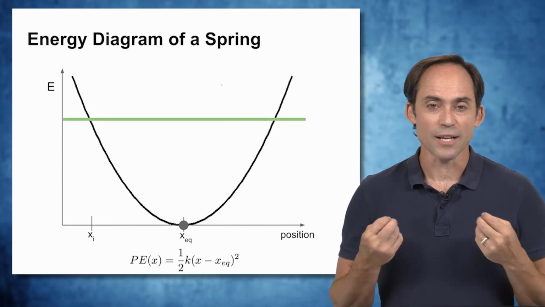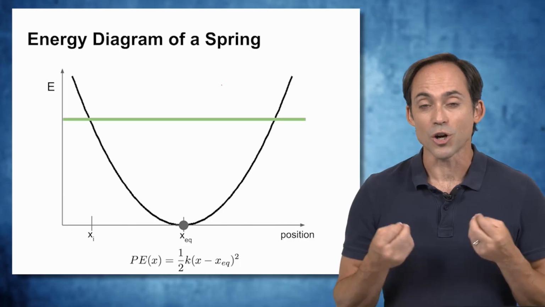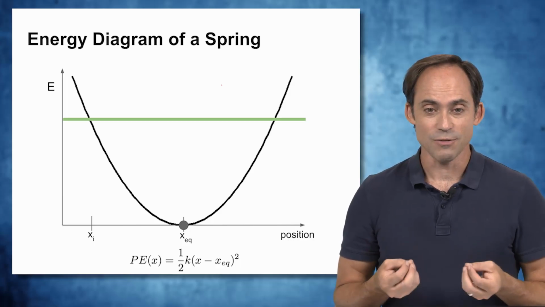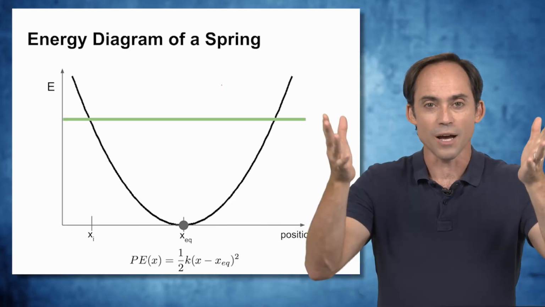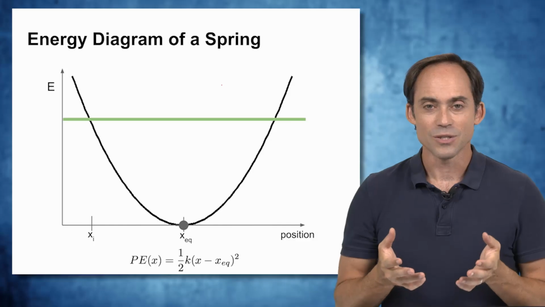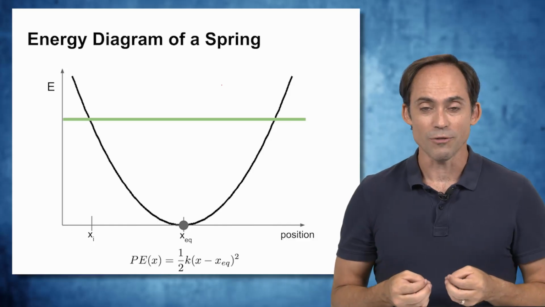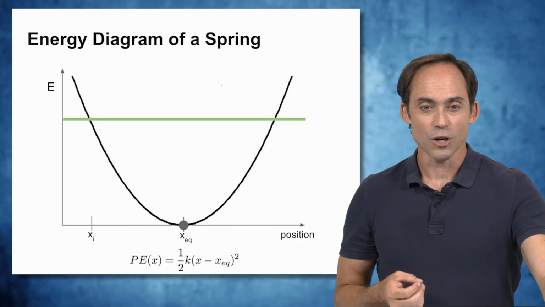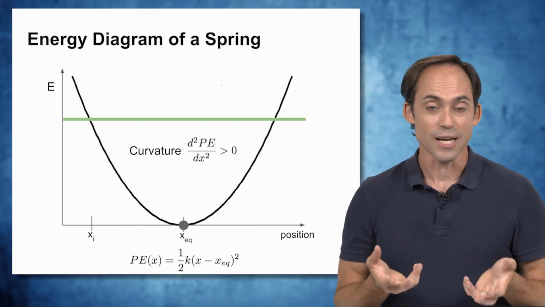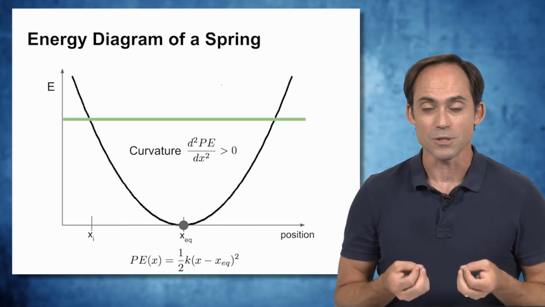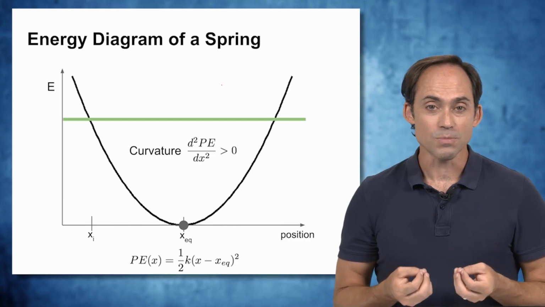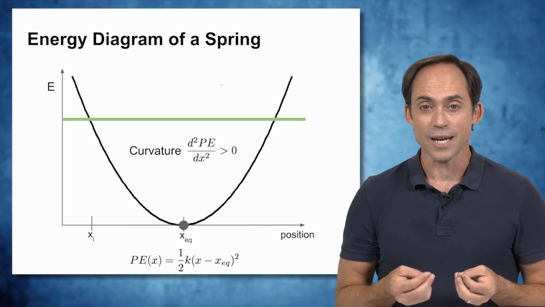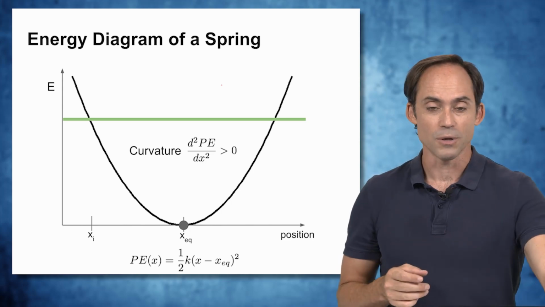Now another thing we can look at in terms of the potential energy diagram is the curvature of this line. And you can see very clearly that the curvature is sloped positively, right? It's opening up as we go to either side. The slope increases as we move away from the equilibrium point. So the curvature, which is the second derivative of potential energy with respect to the position, is greater than 0. And that corresponds to a motion in which we are oscillating back and forth across this equilibrium point.